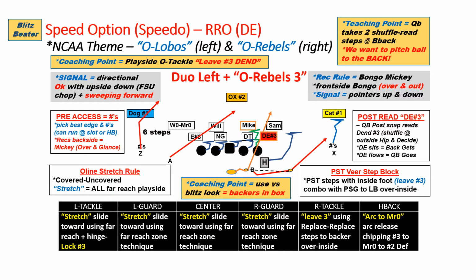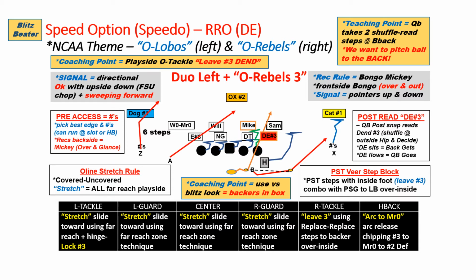The play side tackle, though, when he gets the O, is going to do what we call a veer step. He's going to step with his inside foot and get straight up field and climb and block that first linebacker in his framework or to the inside. H now is going to arc release and block number 2 defender, which is the Sam. If we ran this to the slot side, then the A receiver would block that number 2. So you can see we can run it both ways. That's what makes it a great blitz beater concept.